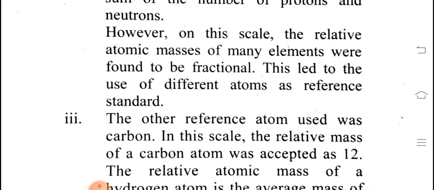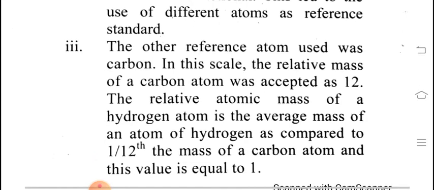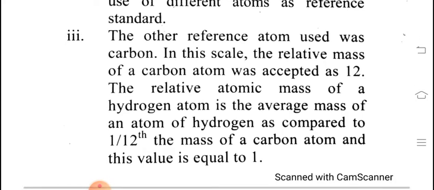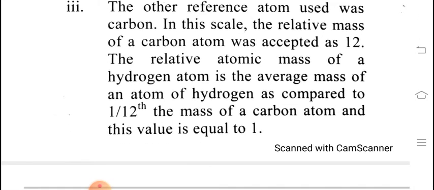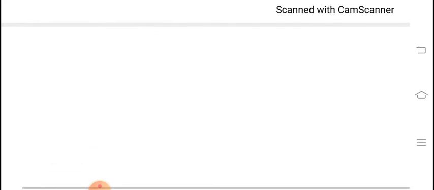Which atom? We are taking hydrogen. The other reference atom used was carbon. After hydrogen we are taking carbon. On this scale the relative mass of a carbon atom was accepted as 12. The relative atomic mass of a hydrogen atom is the average mass of an atom of hydrogen as compared to 1/12 of the mass of a carbon atom, and this value is equal to 1.